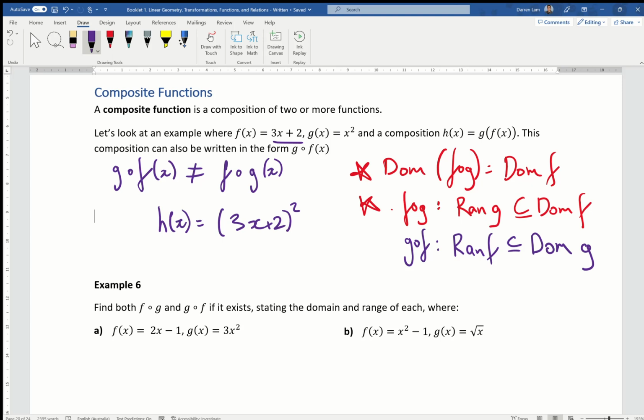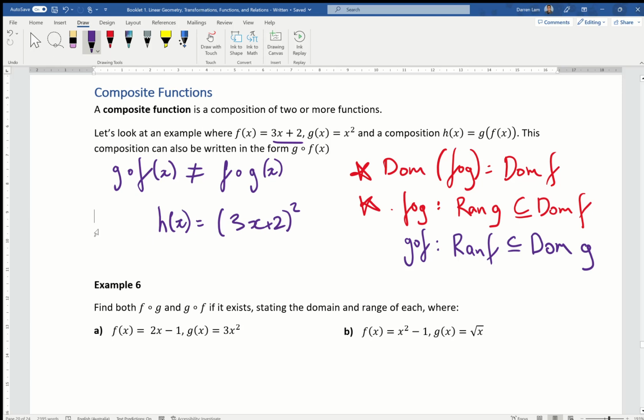The second point of note: in order for f of g to exist, the range of our function g must be a subset of the domain of f. Our range of g must be within what we're providing for the domain of f. Alternatively, the range of f must be within the domain of g, for our g of f, sorry.